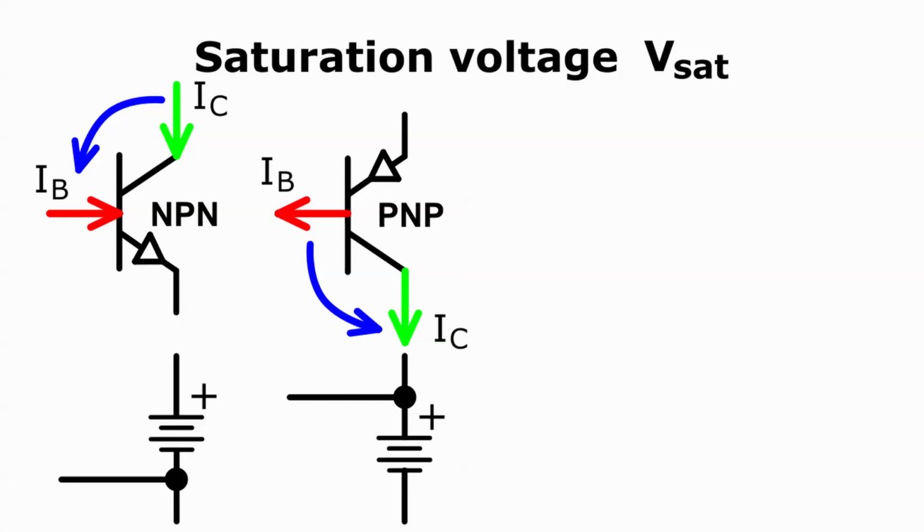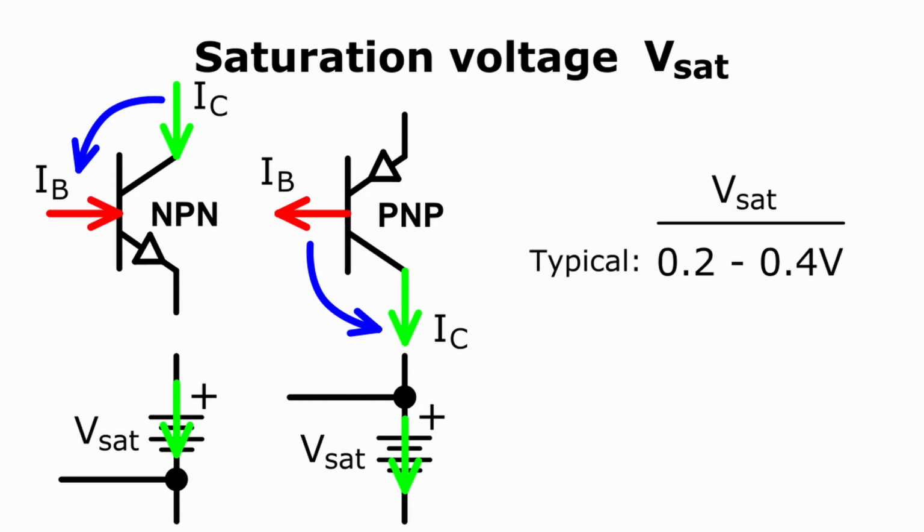We can improve our model for saturation mode by including this little bit of reverse voltage. I've shown it here as a small battery whose nominal voltage is Vsat. Vsat opposes the flow of collector current in both types of transistors. When we do our calculation for the voltage drops in the collector branch, we will allow for this small voltage drop. How small is the voltage drop?